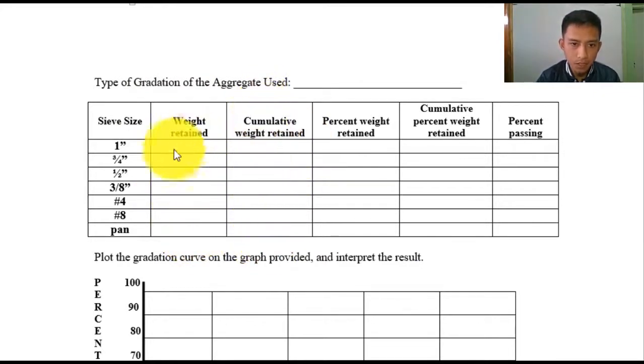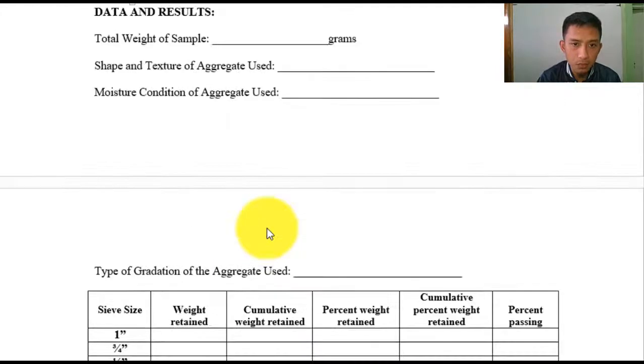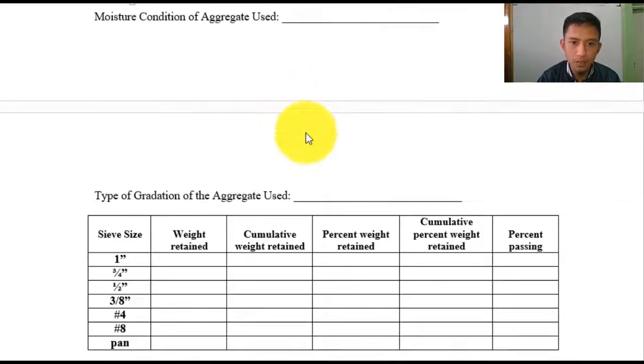Cumulative is just, let's say you want to get the cumulative at 1/2 inch. All you need to do is add from the previous sieve on top down to the 1/2 inch. If you want to get the cumulative retained, that will be added all throughout up to the pan, and actually that will be the total because nothing passes the pan. Everything is retained from the pan going up. So the cumulative retained on the pan is actually the total weight of the sample.